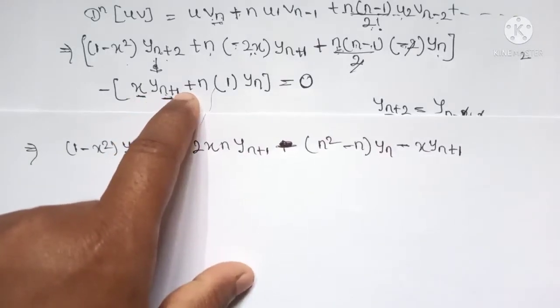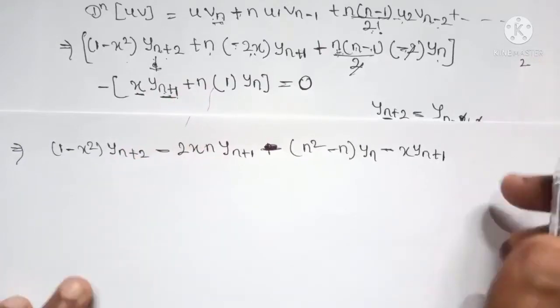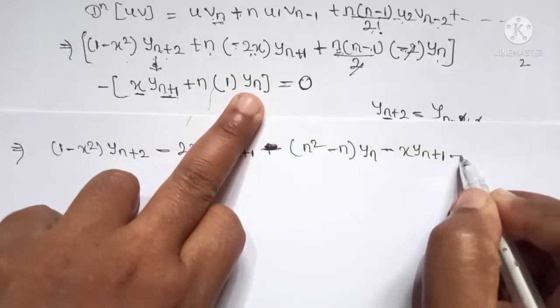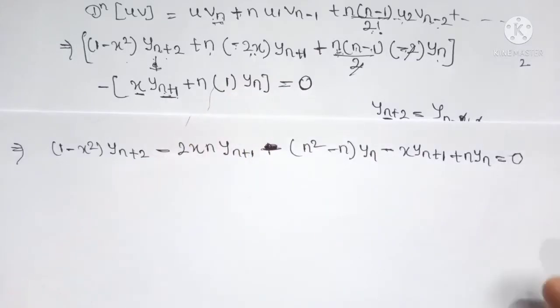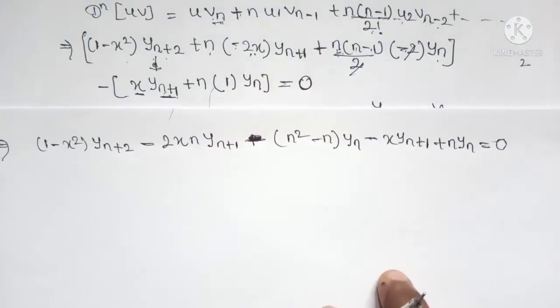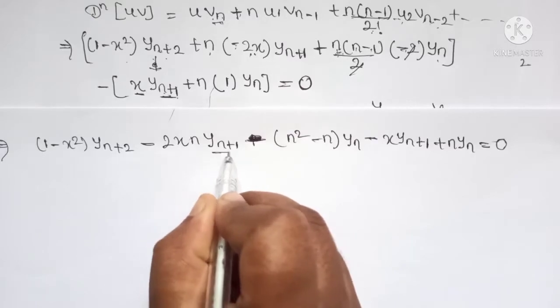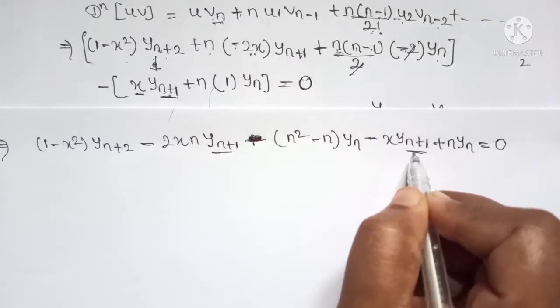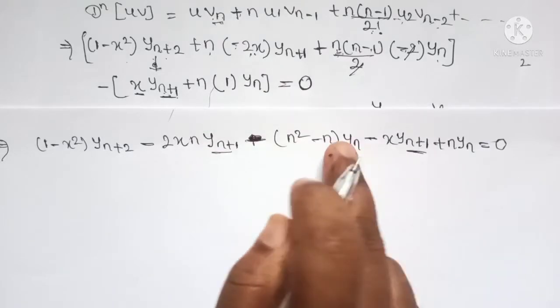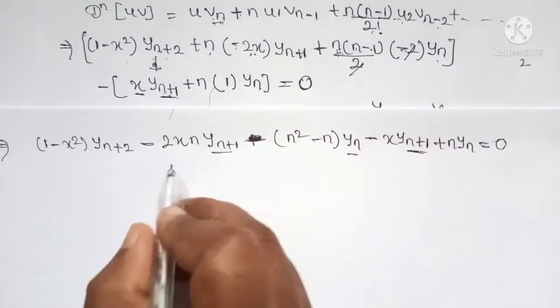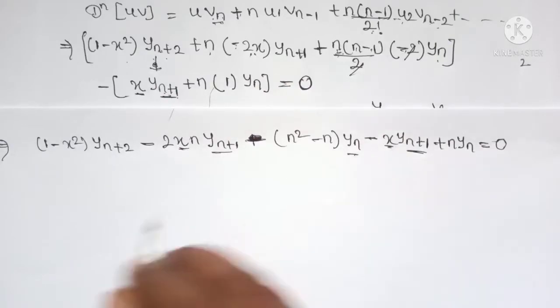Okay, so then plus n into yn, and the RHS is equal to 0. So now see whether we can take any terms common or not. In this case we can take yn plus 1 common from these two terms, and in these two we can take yn common. Even here we can take x also common.